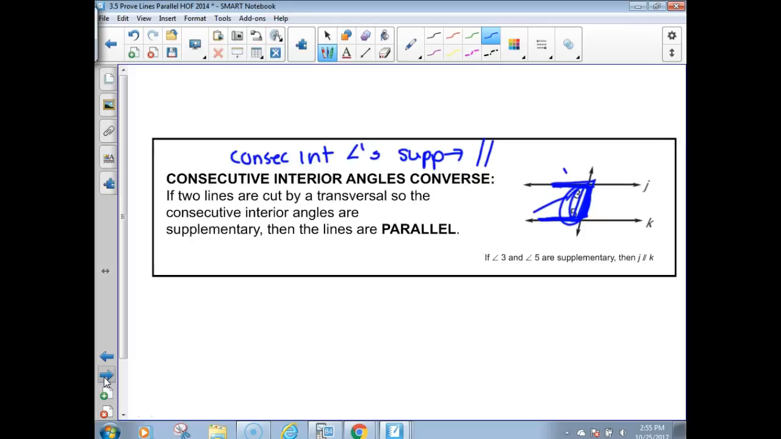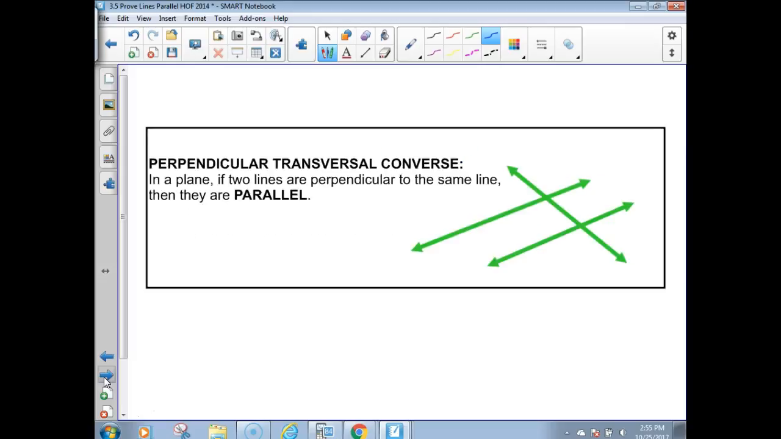Okay. All right, and then one more, the perpendicular transversal converse. That's just saying if two lines are perpendicular to the same line, then the lines have to be parallel. So if there's a right angle here and here, then that would mean that these two lines must be parallel.